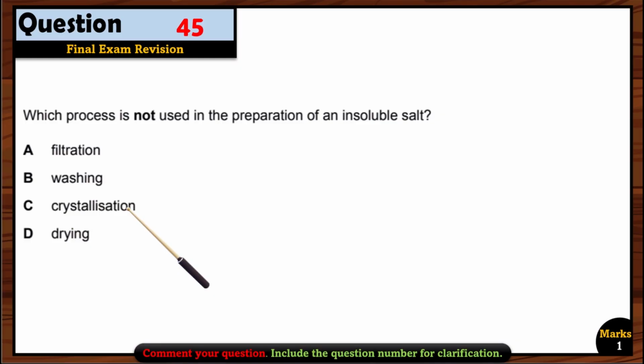Crystallization is a method in which a soluble salt is actually produced. So you have to separate it from its reactant. So that's why we use the crystallization method. So that's why this option is not right, because the salt is insoluble. So for an insoluble salt, we use filtration, washing, and drying, not the crystallization. So option C is the right option here.